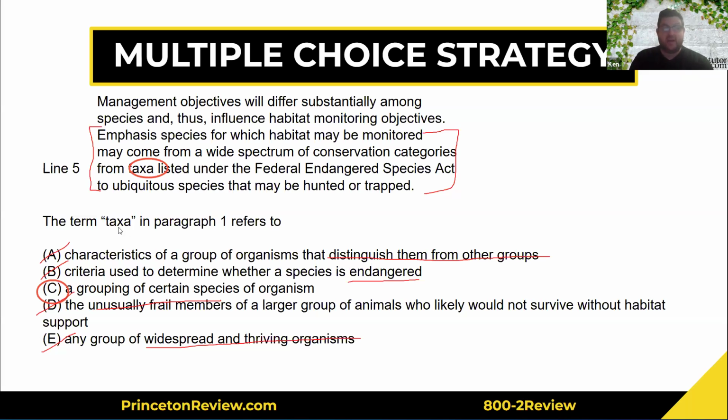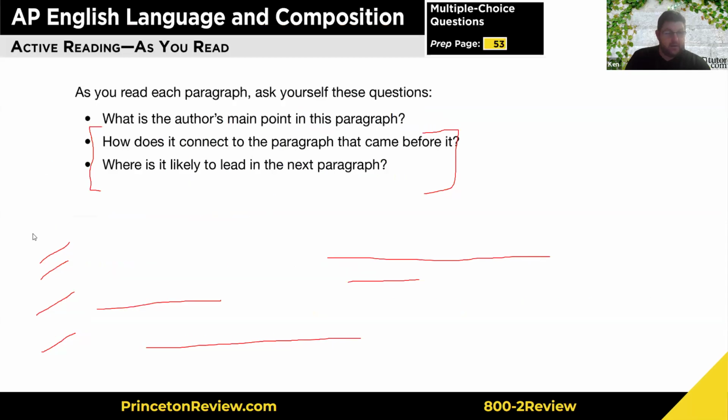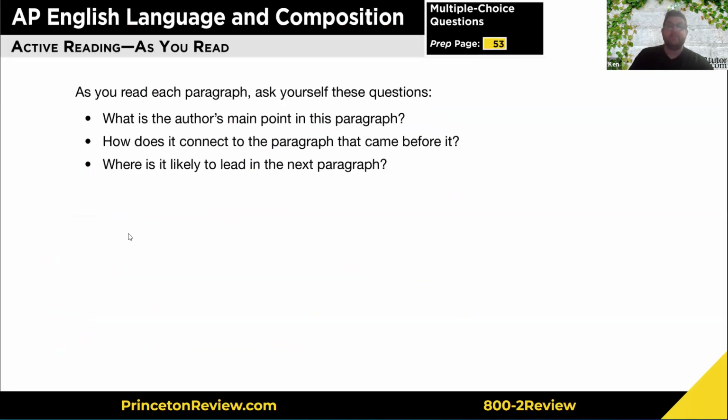But the key thing here is to understand that you aren't being asked to understand this whole paragraph. You're being asked what's specifically said about one term. Okay, so what you just saw is something that we call active reading. When you read a paragraph, you're not looking for all the details. You want to find the author's main point.